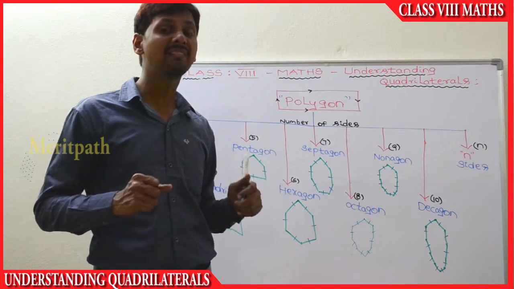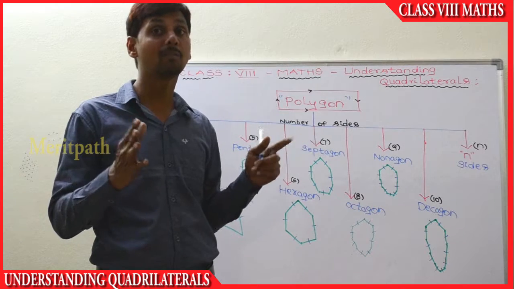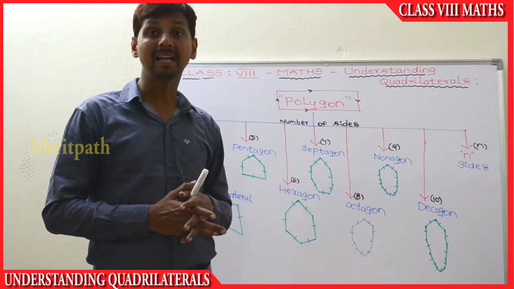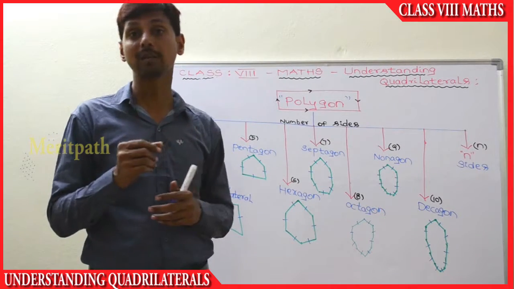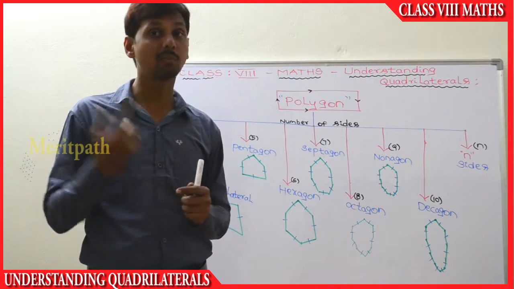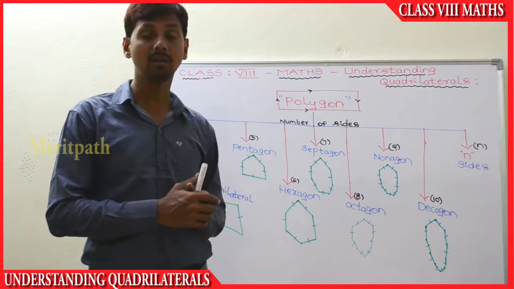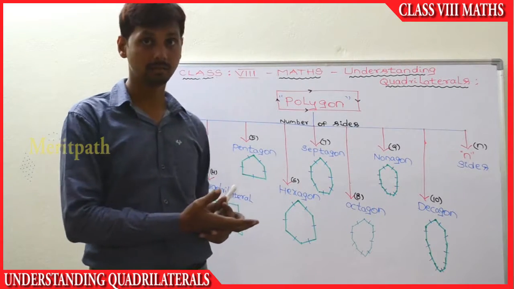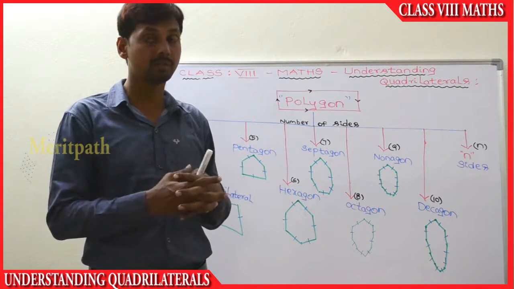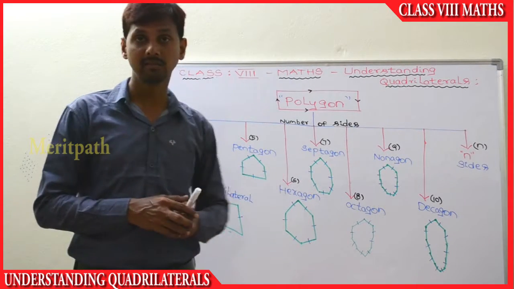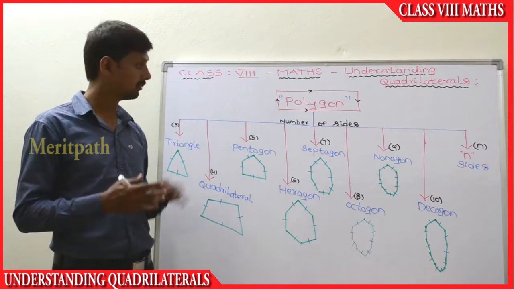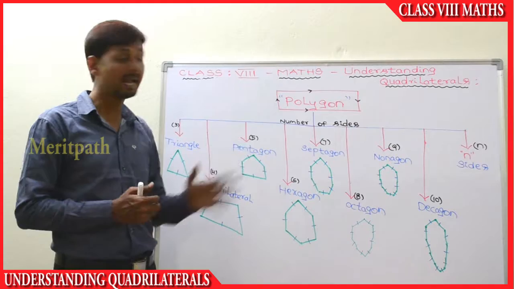And if it has n sides, where we don't know the number, then we call it an n-gon. Small n represents the number of sides. So an n-gon. If it has 20 sides, it is a 20-gon. These are the different types of polygons which have particular names up to 10 and n.